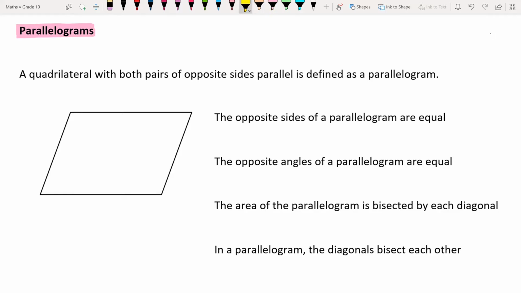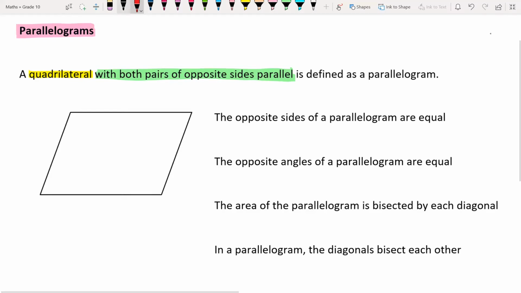Right, now in simple terms, a parallelogram is a quadrilateral. What is a quadrilateral? It's a four-sided closed plane figure, right? Precisely, a quadrilateral is a closed plane figure bounded by four straight line segments. So a parallelogram is a quadrilateral with both pairs of opposite sides parallel, right? So the first point that you should keep in your memory is opposite sides of a parallelogram are parallel.